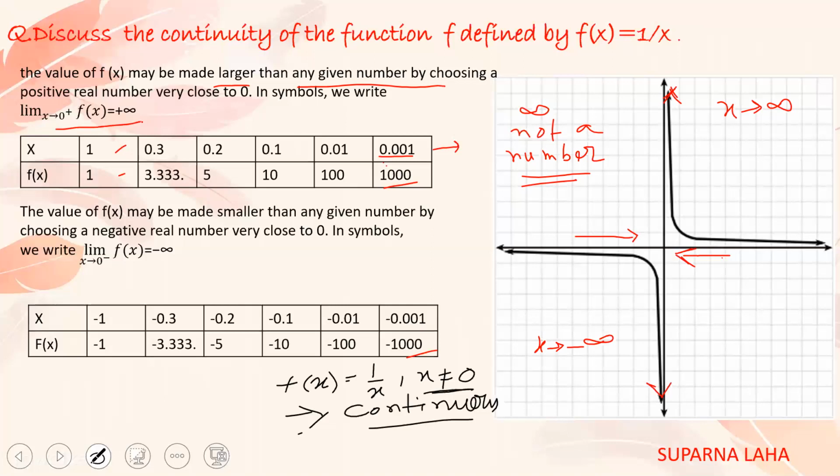So the right hand limit is approaching plus infinite, and we will represent this as limit x tends to 0 plus f of x is equal to plus infinite. And for negative values of x, this graph will go downwards, since the value of the function from the left hand side will approach minus infinite. So this is the case of infinite discontinuity.